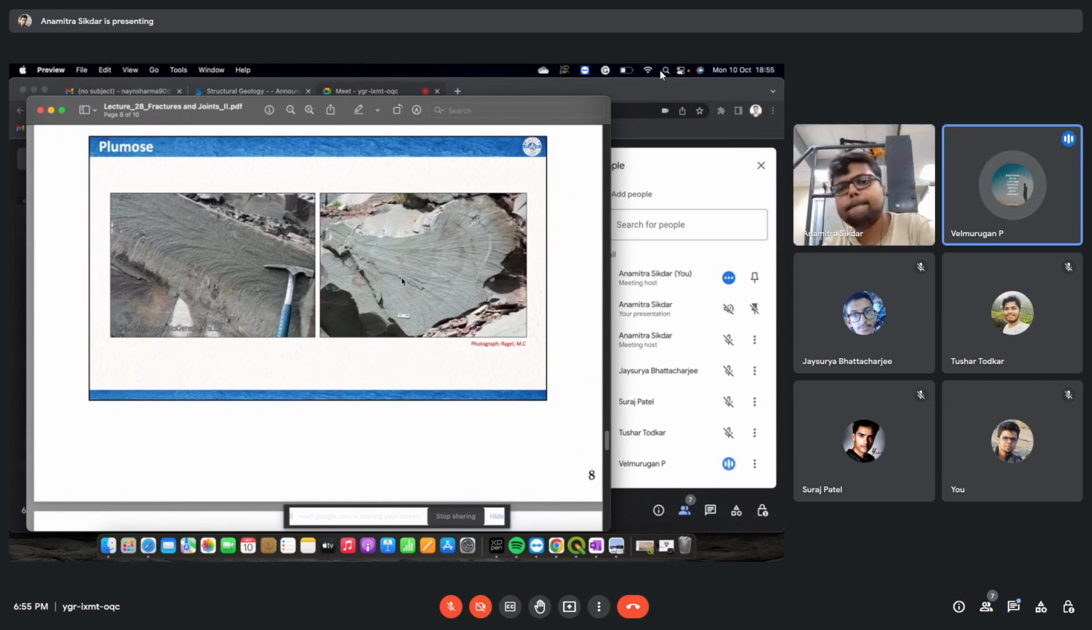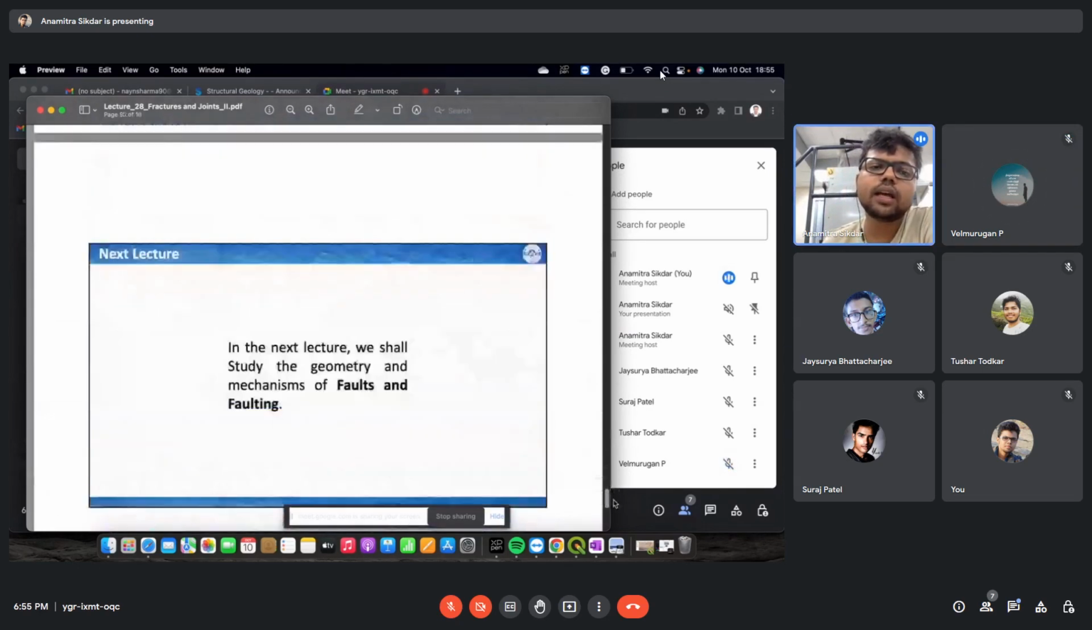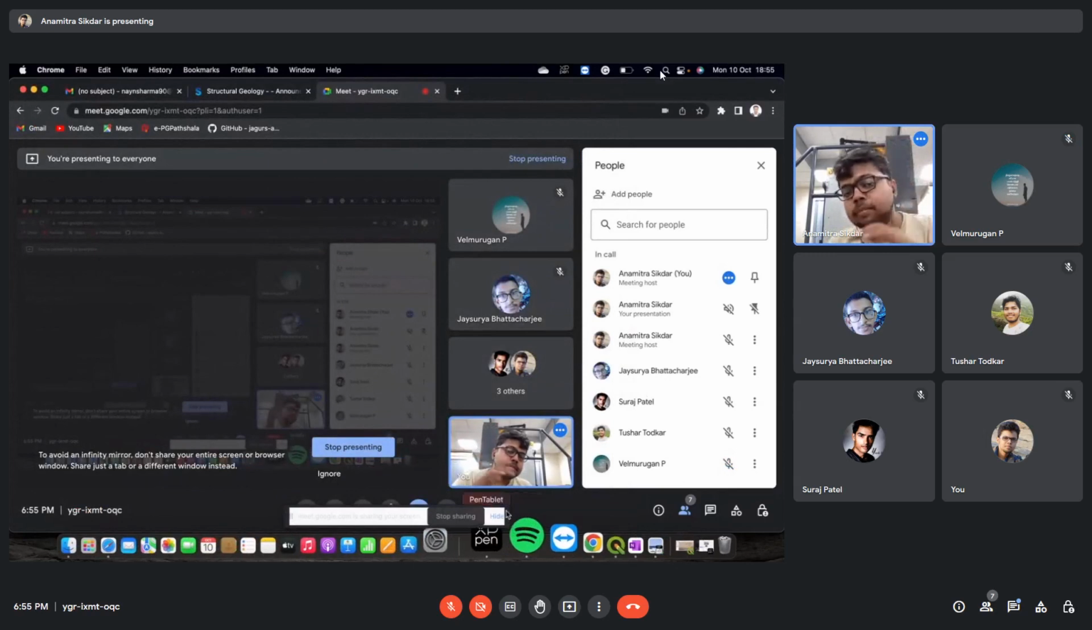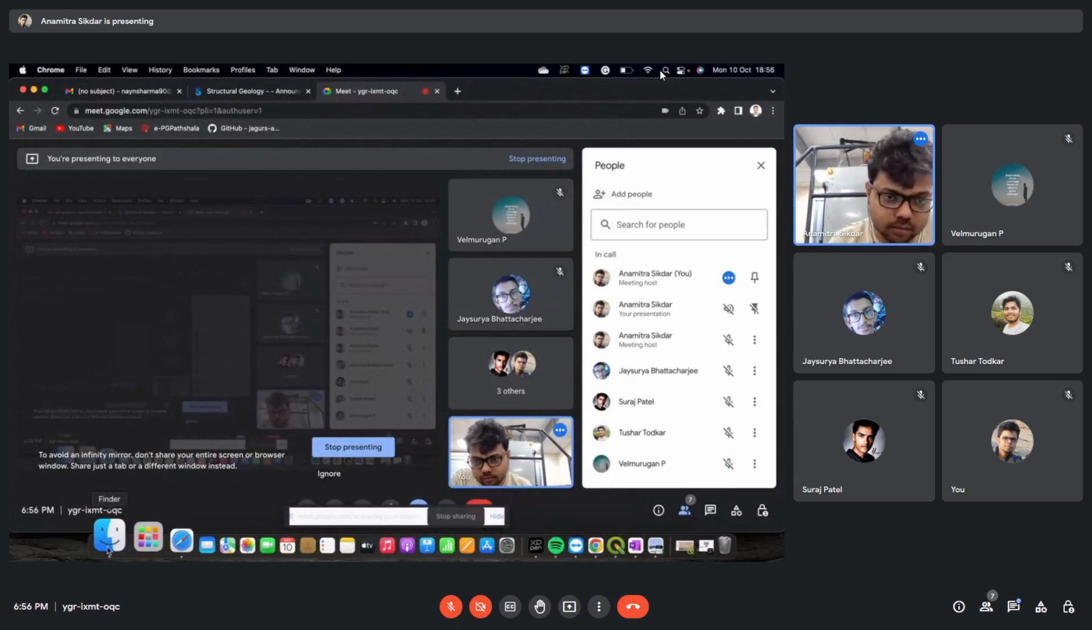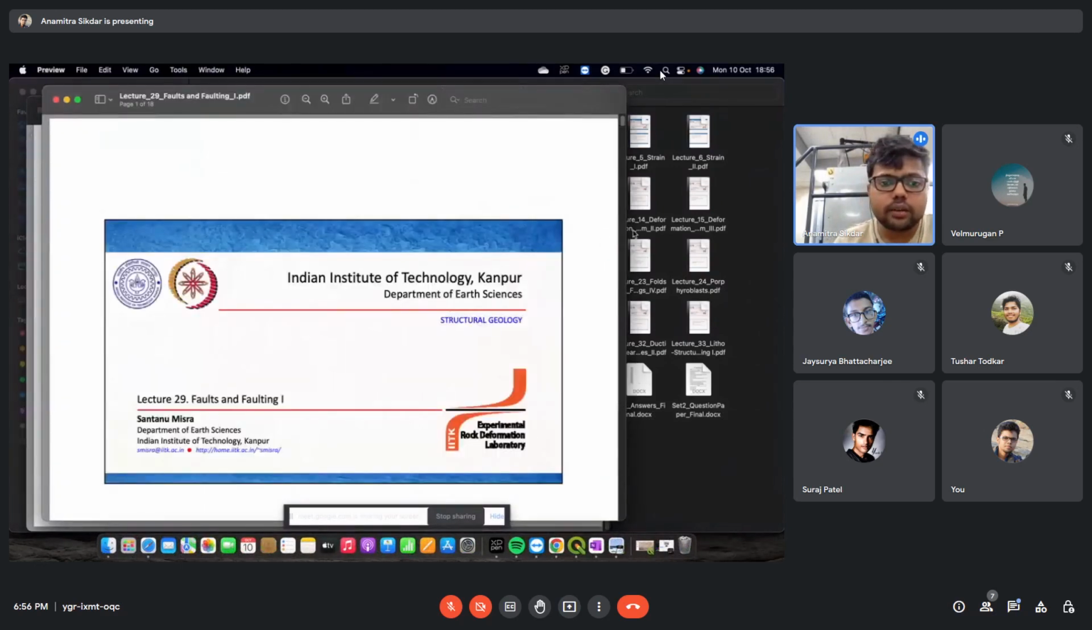Anderson's faulting theory. Okay, so we are not quite there yet. In the next part we'll be going through that. So here you have Anderson's theory of faulting.